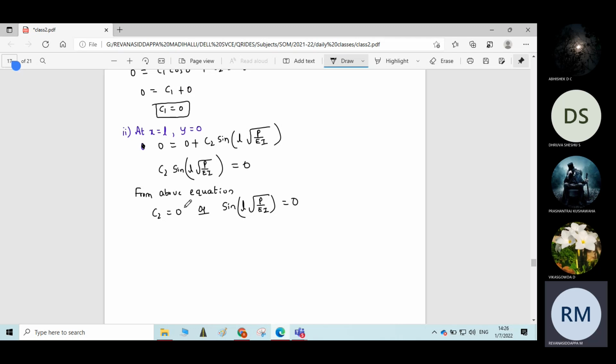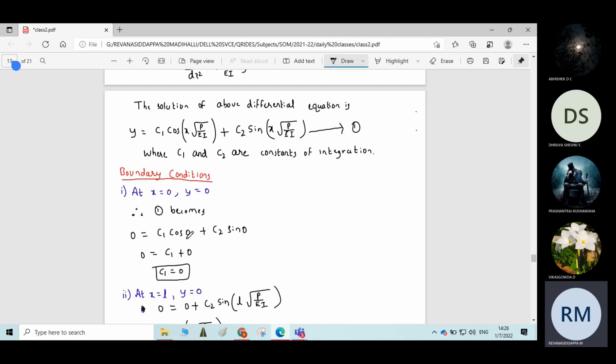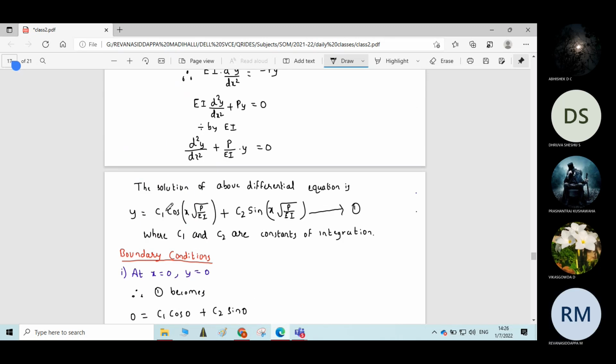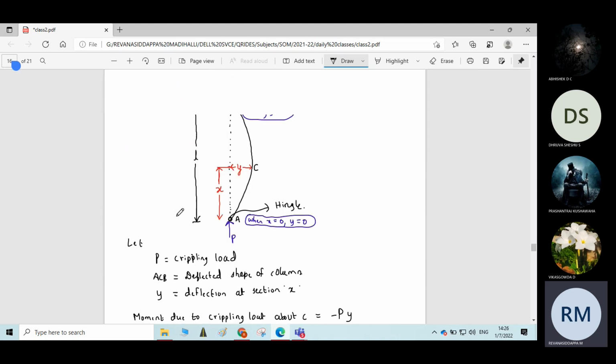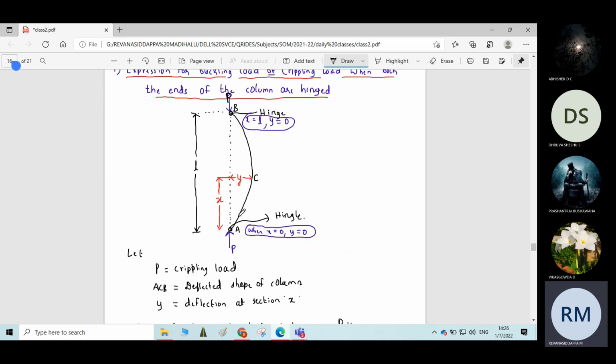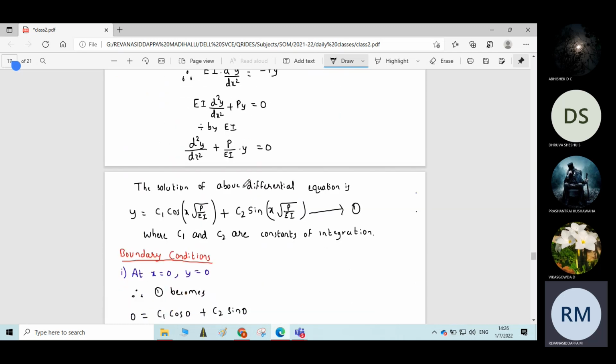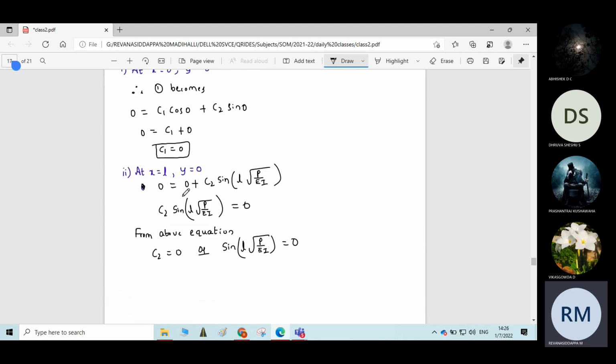If C2 value becomes 0, what happens in this equation? C1 we have already got as 0. If C2 is also substituted as 0, the whole equation becomes 0. Y becomes equal to 0, which indicates that there is no deflection at all. That is the meaning. Are you understanding, friends? So by this equation we can write either C2 equal to 0 or sine L root P by EI equal to 0.